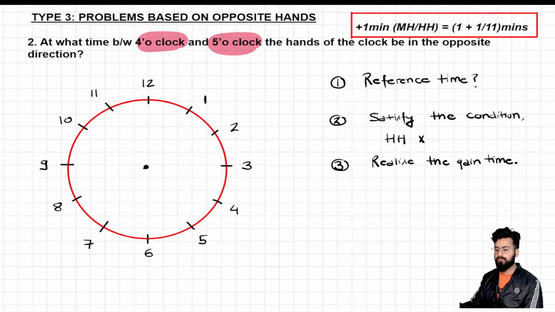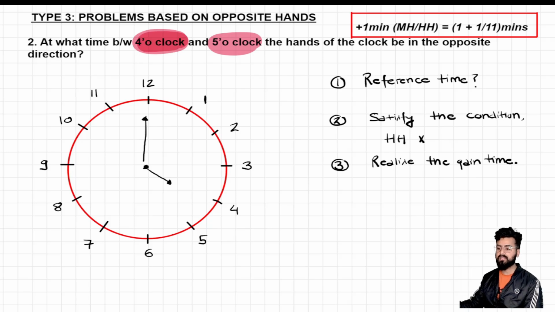First step, reference time. What time are you going to pick as your reference time? 4 o'clock. Let me show you the position of the hour hand and minute hand at 4 o'clock. You would say, sir, the hour hand would be at 4 while the minute hand would be at 12. Yes. Next step, satisfy the condition.